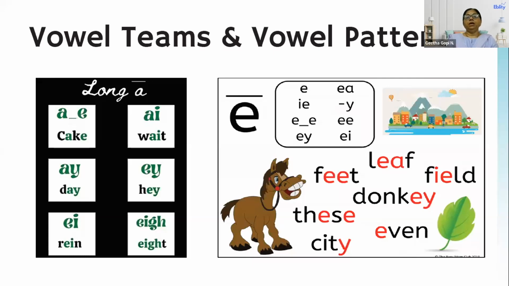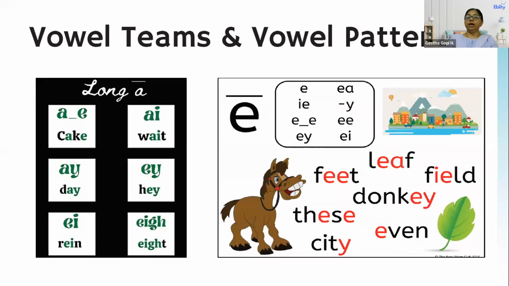A-Y. Now, A-Y is slightly different, because with A-Y also it makes a long A sound. Although it is spelt with a Y, A-Y also gives a long A sound. So day, may, tray, and so on. The idea is that when you teach these long A sounds, you teach these kinds of word families and what all comes under this.